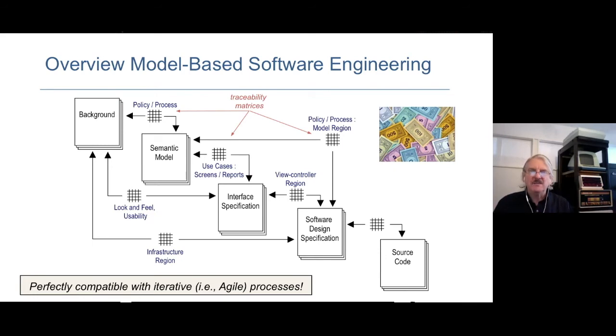How does that impact the semantic model? How does that impact, and do this in a highly iterative and agile fashion? It works just fine, and in fact, it works very well.